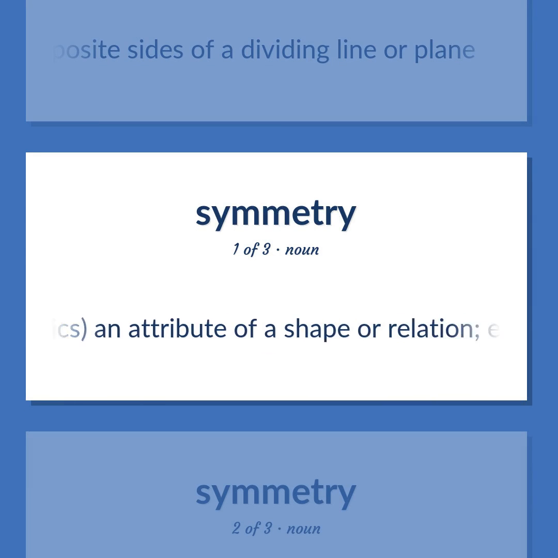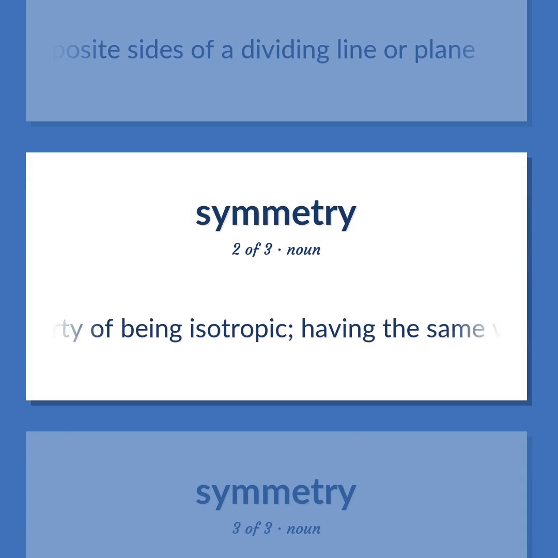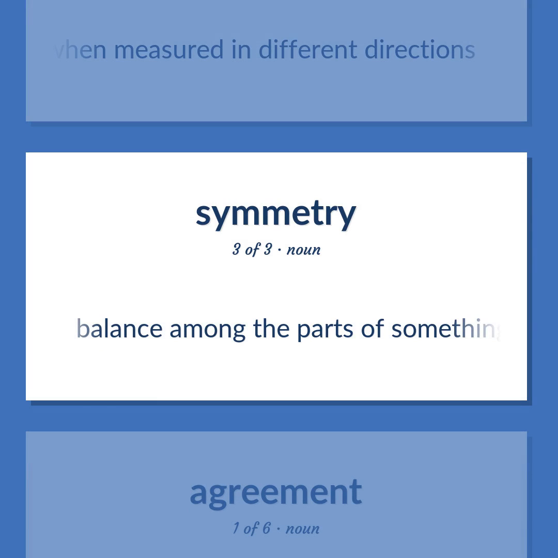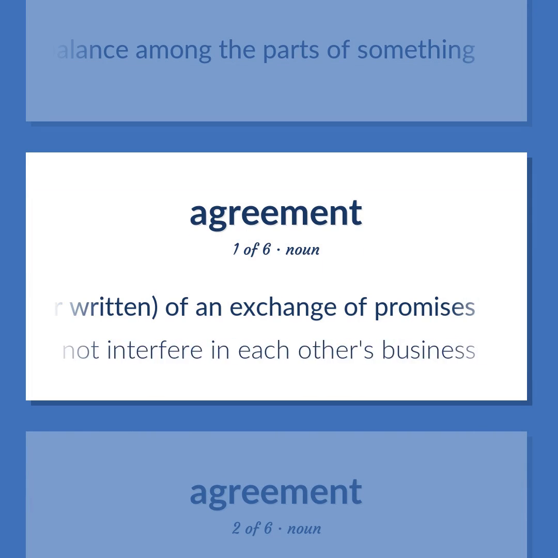Physics, the property of being isotropic, having the same value when measured in different directions. Balance among the parts of something. The statement, oral or written, of an exchange of promises. They had an agreement that they would not interfere in each other's business.